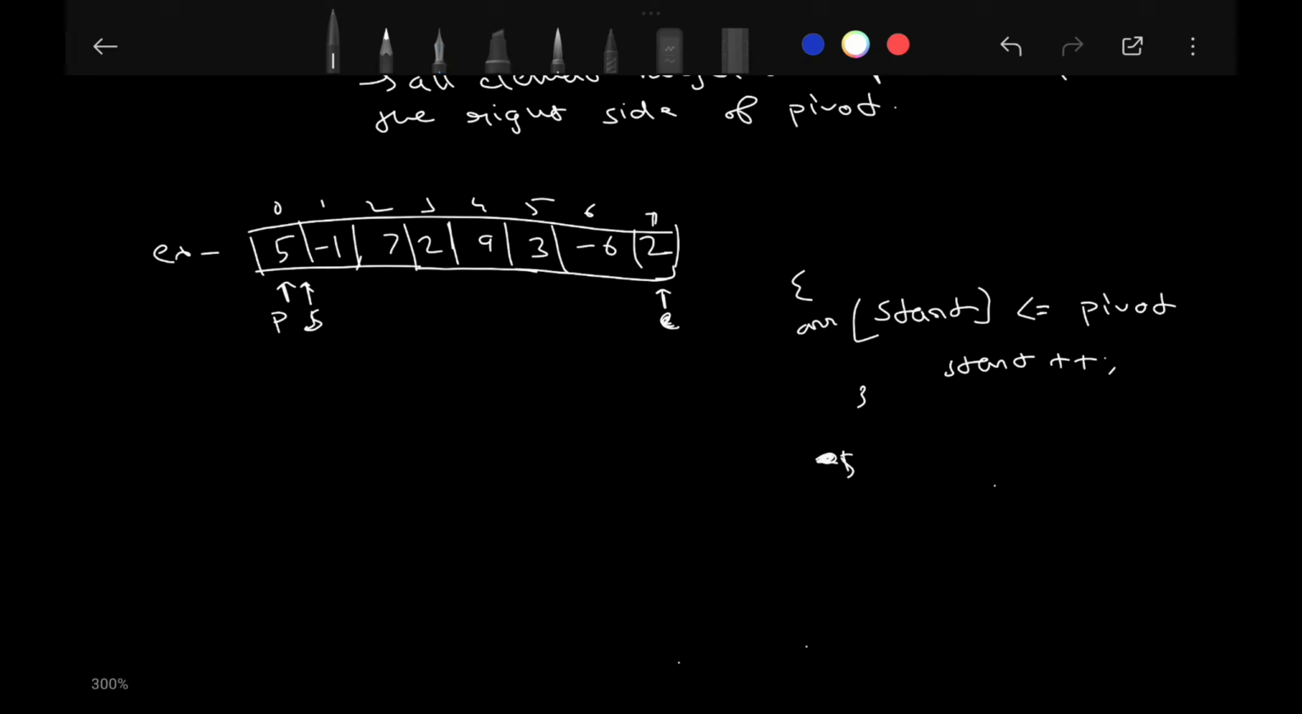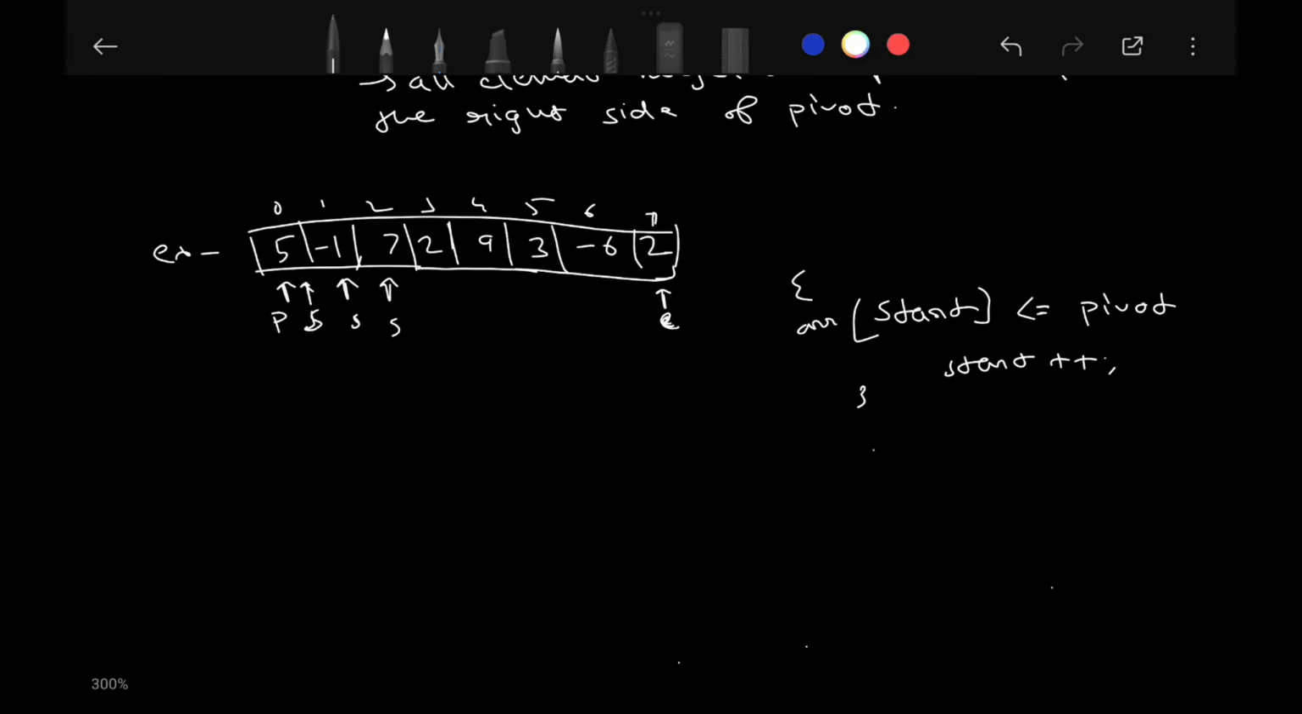Is 5 less than or equal to 5? Yes, so increment our start. Our start is pointing right here now. Is minus 1 less than or equal to 5? Yes, so increment our start again. Is 7 less than or equal to 5? No, then don't increment our start, don't do anything at that place. And do what? Check another condition from the end side.